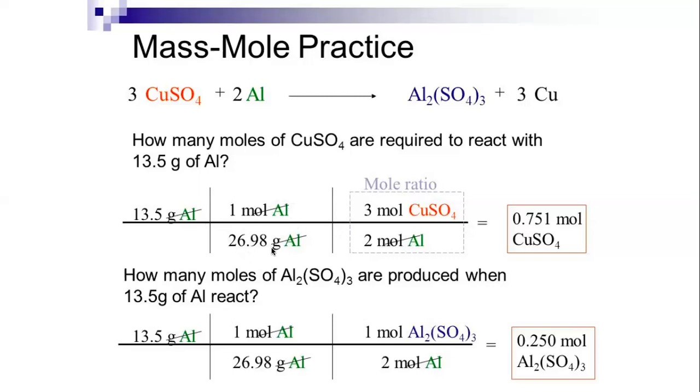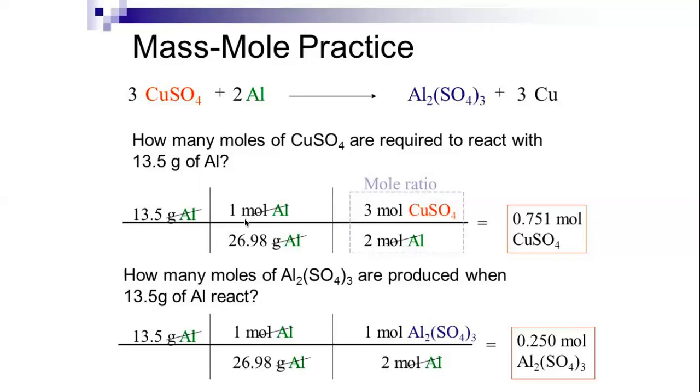We know that 1 mole of aluminum is 26.98 grams. Again, what goes up must come down. So we have grams here. We need to have grams at the bottom, and these grams will cancel out to leave us with 1 mole of aluminum. Now, because we want to know how many moles of copper sulfate we need to react with the aluminum, we're going to use our mole to mole ratio that comes from our balanced chemical equation. The balanced chemical equation tells us that we have 3 moles of copper sulfate, so we'll put that here, to 2 moles of aluminum. So we'll put this here at the bottom.